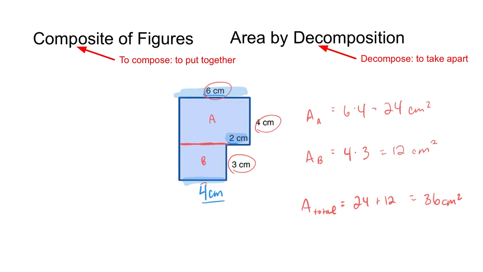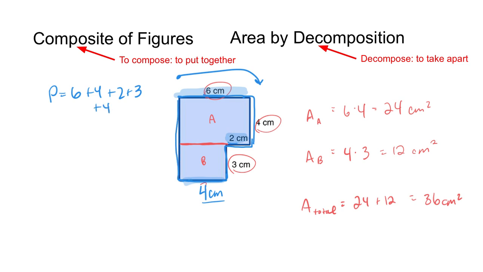Figuring out the perimeter of a shape like this isn't so bad. You just have to really keep track of where you are. So I'm going to start on this side and go around. First I get this 6 centimeter piece. Keep going around, get that 4 centimeter piece, the little 2 centimeter ledge and 3 centimeter piece. Along the bottom, I've already figured that out as 4.